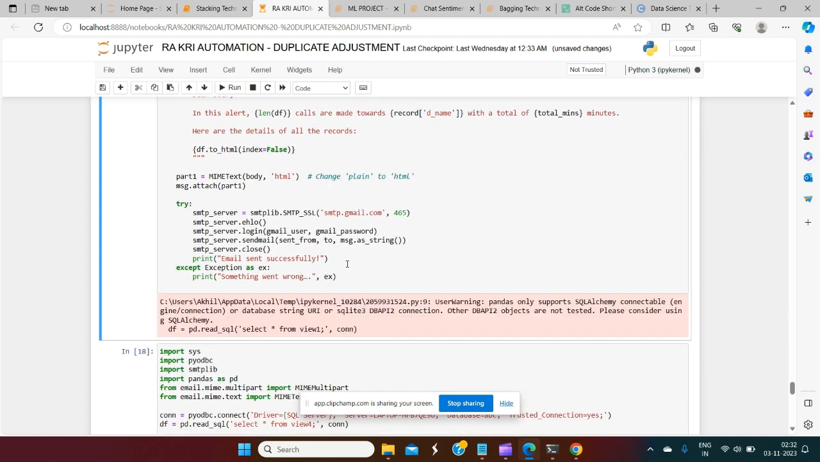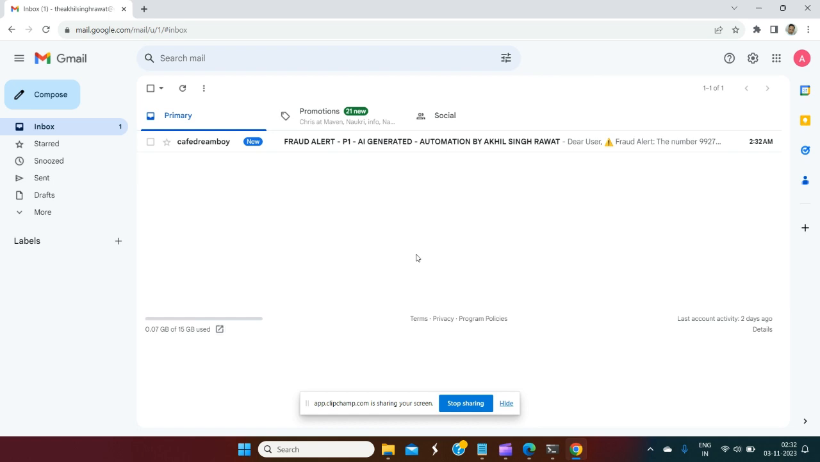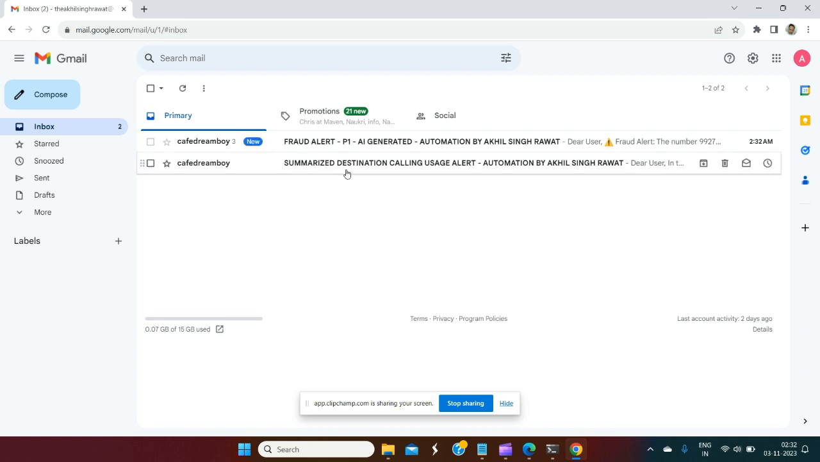The code is running, and if we go to the mailbox, you can see what has happened. Wow, what a beauty. This is the main alert you can see in the window right now: the summarized destination calling alert. What AI has done is analyze and generate a self-made alert. You can see a fraud alert above the summarized destination alert: a fraud alert P1, priority 1, AI generated. Wow, what a beauty.